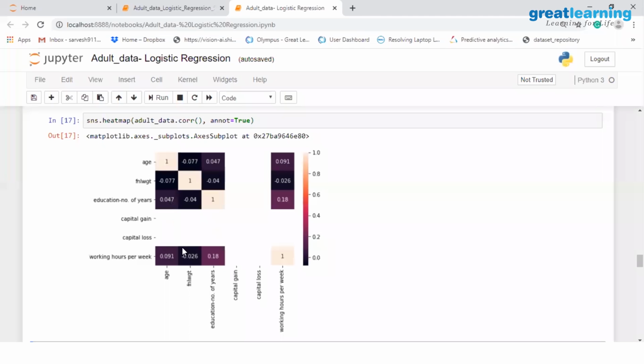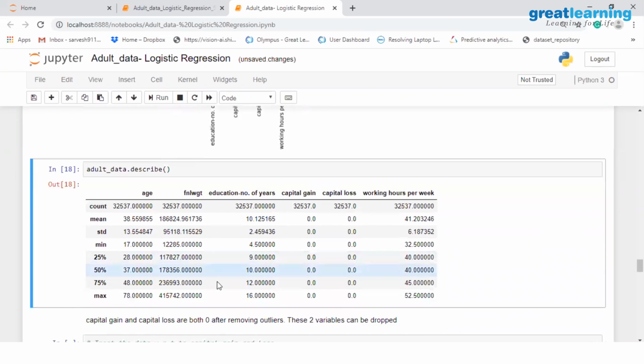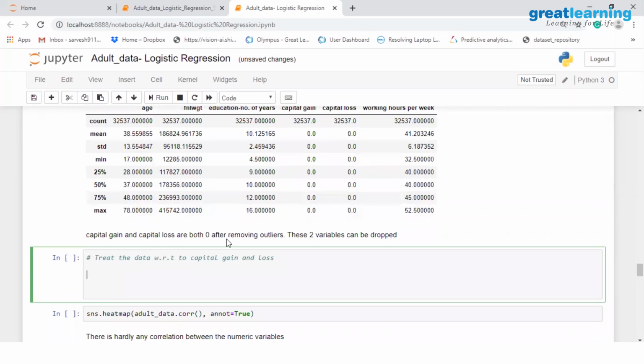So not many are interrelated. Not many of the variables are interrelated, and these variables are not there. Capital gain and capital loss are both 0 after removing the outliers. Hence, these variables can be removed. You could see here capital gain, the mean value is 0. The capital loss is again 0. So these both variables are not useful at all. After removing the outliers, these two variables can be dropped.